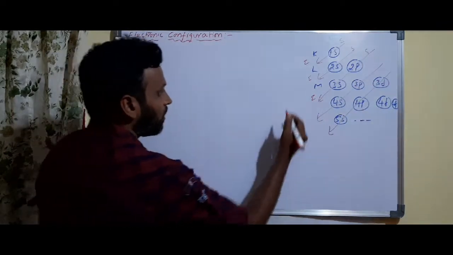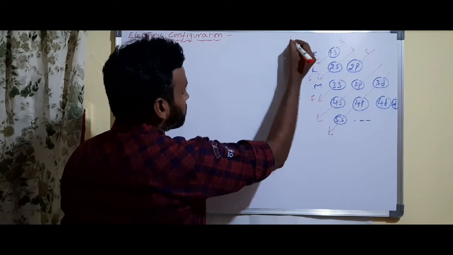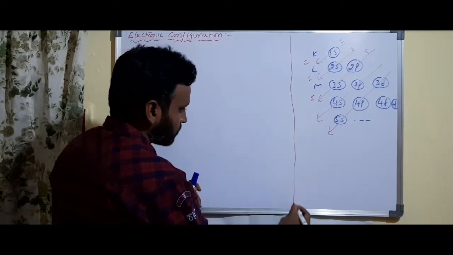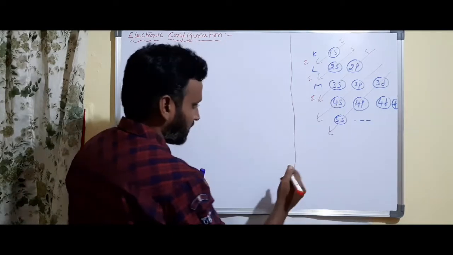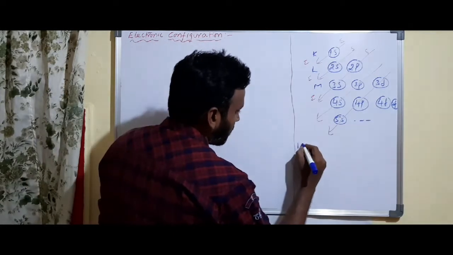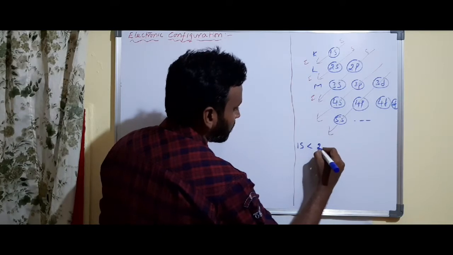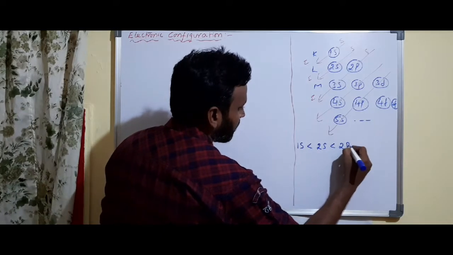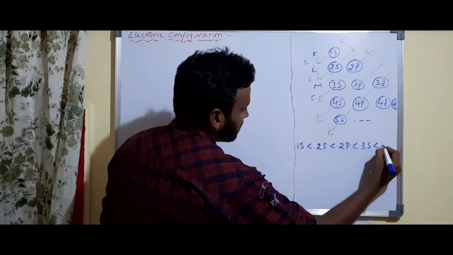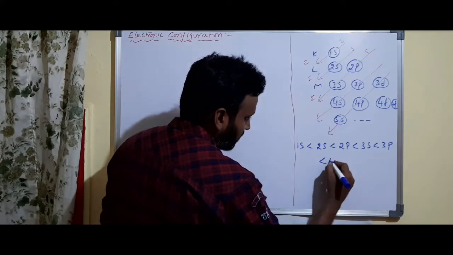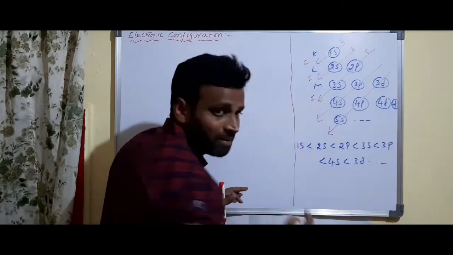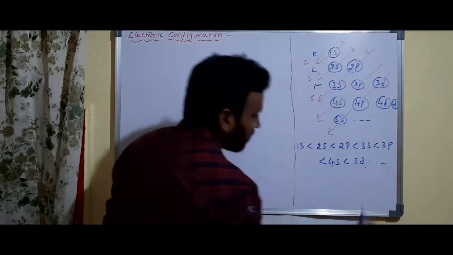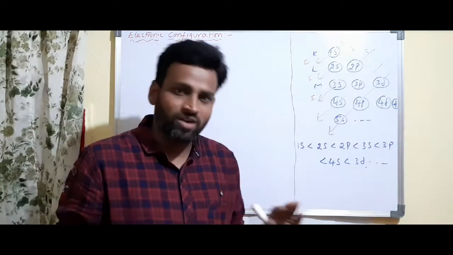Okay, so from this let's see the order, that's better. One by one: first you have to fill 1s. 1s, then 2s, then 2p. After 2p, 3s. After 3s, 3p. After 3p, 4s. After 4s, 3d, and so on. Up to 30 elements, this energy order is enough for us.